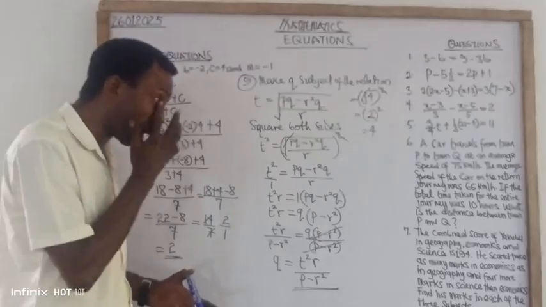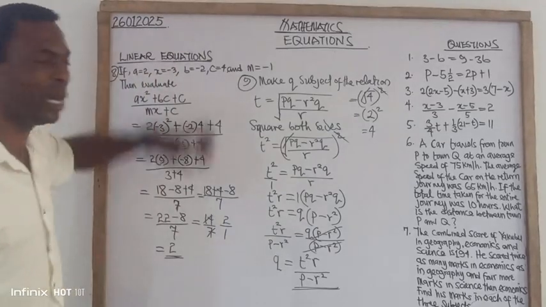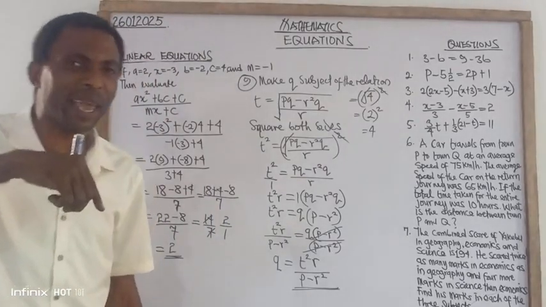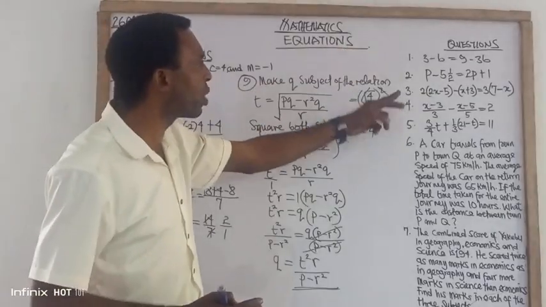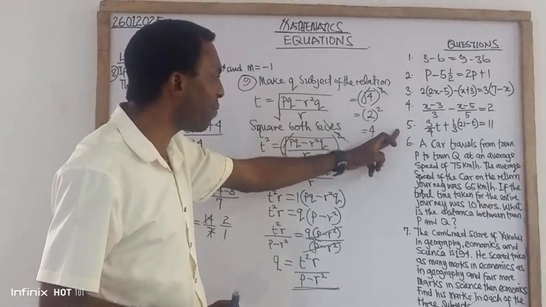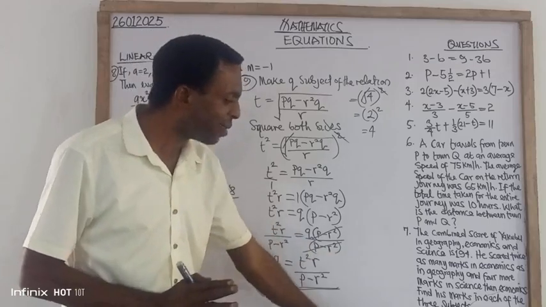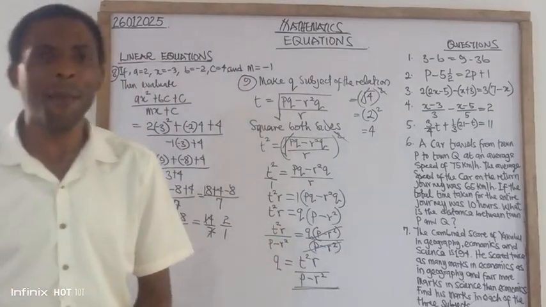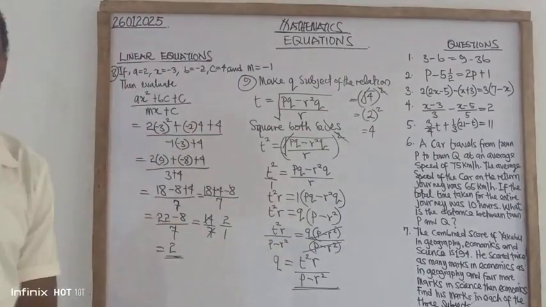Thank you for the class today. We are done with linear equation. For the next class, we have about 4 videos. Number 1 to 3 is a video. 4 and 5 is another video. 6 and 7 is another video, making 3. Then 8 and 9 is the last video, making 4 videos you'll be expecting over linear equation.